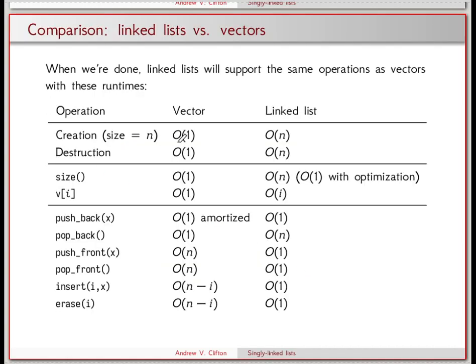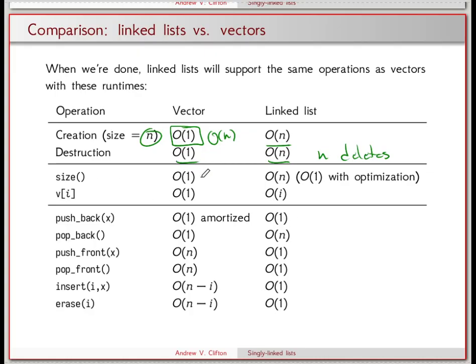So if we compare them, we can see who's good at what. If you want to create a vector of size n, it can do that in constant time, unless you want to fill it with stuff, in which case it would be O of n. But for a linked list, every node is created individually, so we would have to do a loop to create all n nodes. When you destroy a vector, you're just doing one delete. But in a linked list, each node is a separate new, so that means we need to do n deletes to delete all the individual nodes.